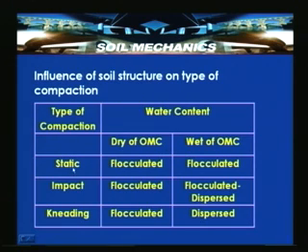So, the type of compaction like static, impact and kneading, where the dry of OMC produces mostly a flocculated structure or open arrangement or a truss-like arrangement, and the wet of OMC flocculated or flocculated-dispersed for impact type of compaction and dispersed for kneading compaction. So, this actually is to be decided depending upon the type of the structure under consideration.